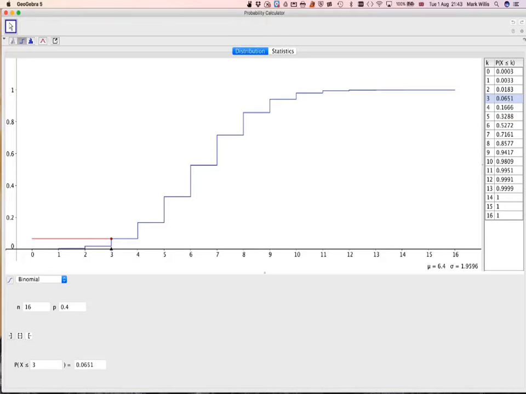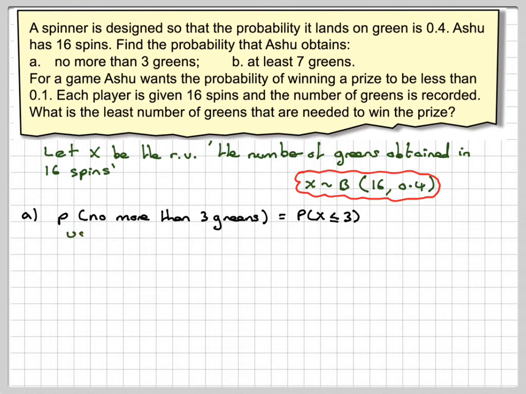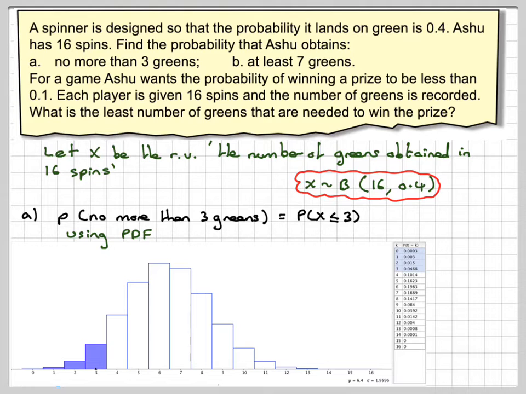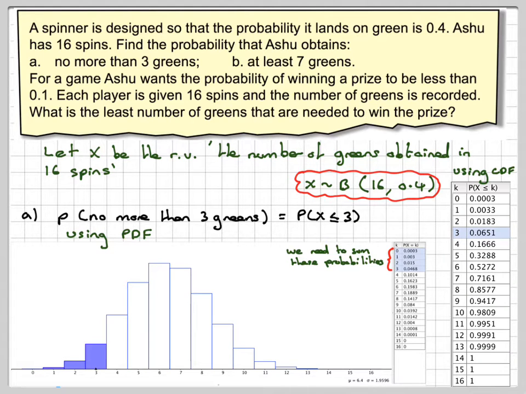0.0651. So using the PDF, we get that, and we need to sum those probabilities, which we could do, but from the CDF table, which sums them up for us, this is 3, which is the sum of all those 4 there. That gives me 0.0651. So the probability that x is less than or equal to 3 is 0.0651. So no more than 3 means x is less than or equal to 3.